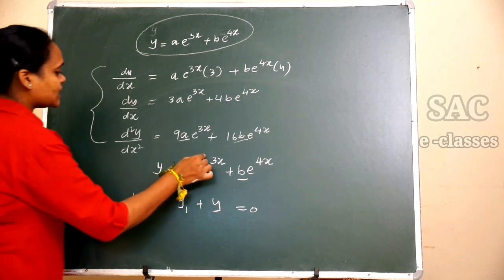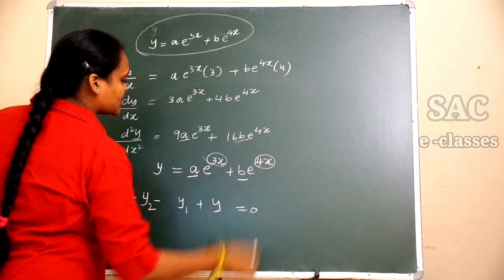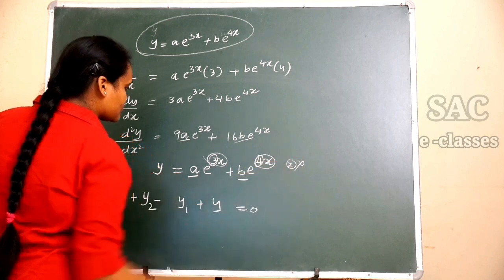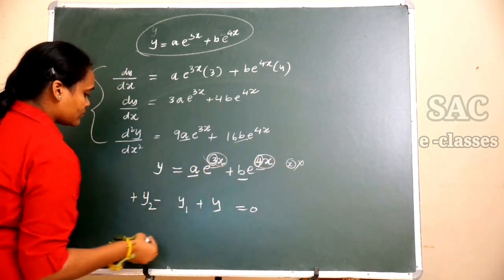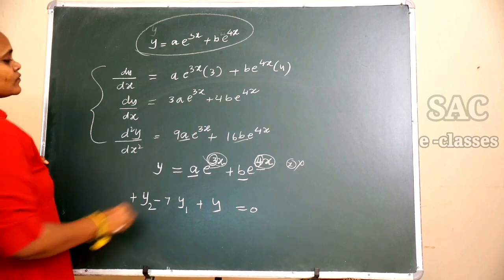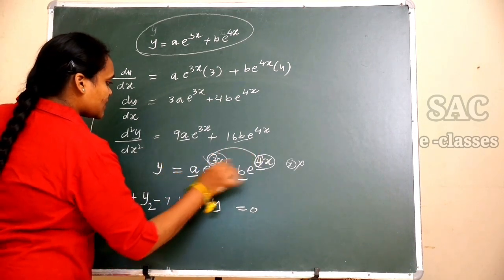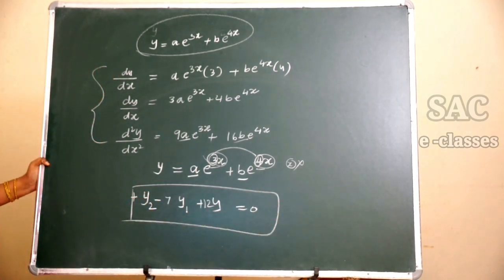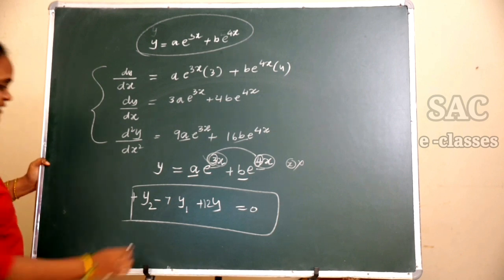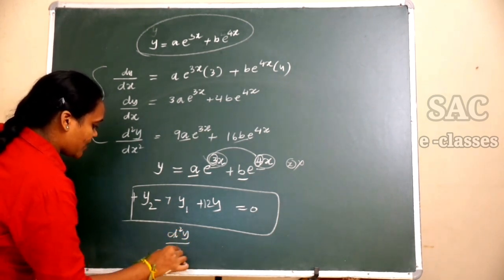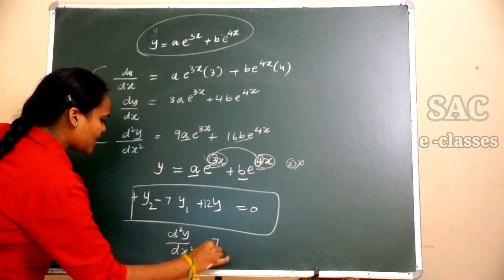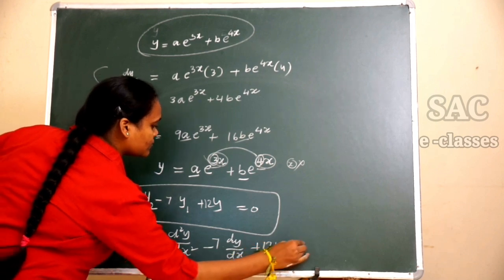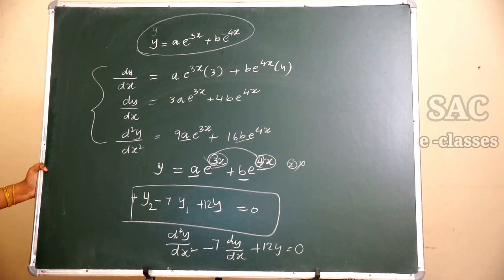Now just consider the powers of the exponential functions. What are they? 3 and 4. Ignore the x. Just add the powers 3 and 4, which is 7. Now multiply the powers: simply 3 fours 12. We got the result y2 minus 7y1 plus 12y equal to 0. That means d square y by dx square minus 7 into dy by dx plus 12y equal to 0. This is the required answer.